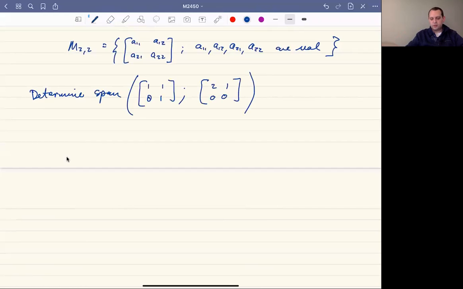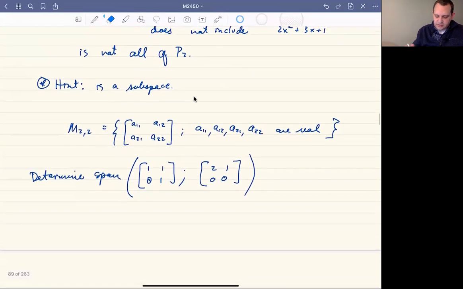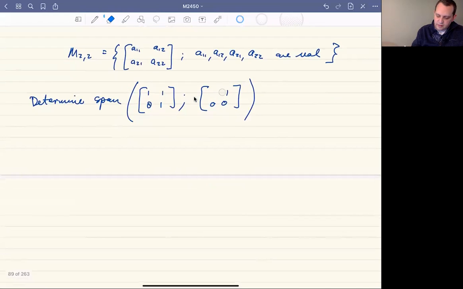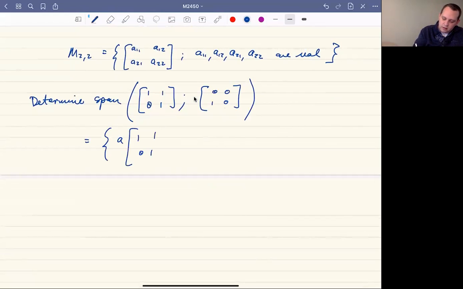Okay, so I want to look at those vectors. And I want to think about what are those vectors going to look like. Okay, and actually let's do this. Let's look at the span of, let me make this a little bit easier for the first one, say 0, 0, 1, 0, and 1, 1, 0, 1. So I want to determine the span. This is going to be the set of linear combinations of A times the first vector plus B times the second vector, where A and B are real.